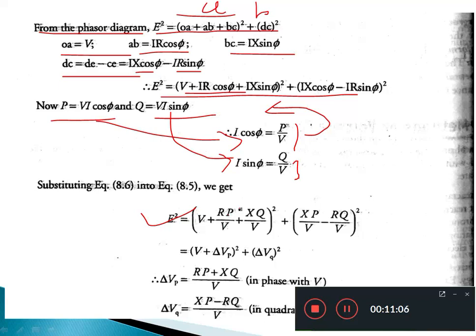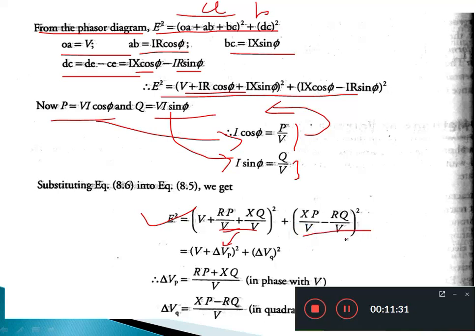that is P by V into R, then I X sin phi. In place of I sin phi, you have to use XQ by V, whole square plus this term. Then V plus this whole term can be replaced as delta Vp. Can we write this delta Vp? RP by V plus XQ by V. So you can consider that as delta Vp.